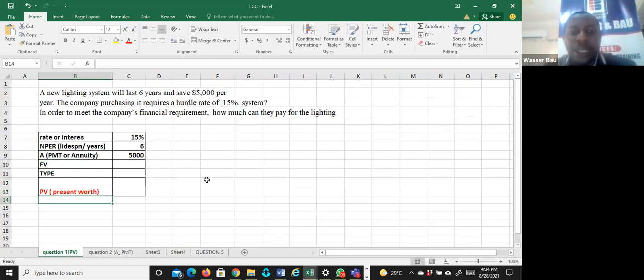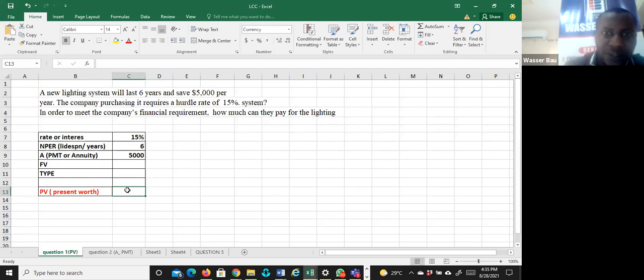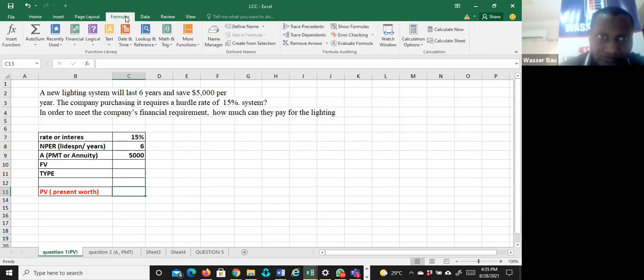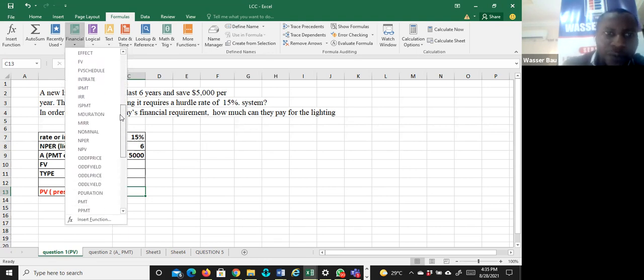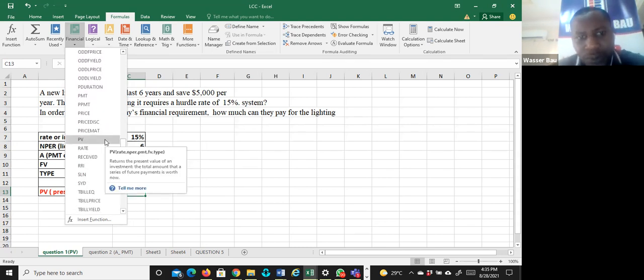How to do it in Excel is you just create a table like this. You go to formulas, then to financial. When you go to financial, you see different financial indicators. You go to the one written PV, present value, and you click on it.